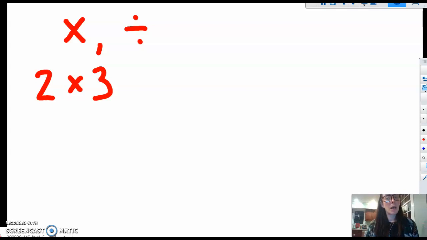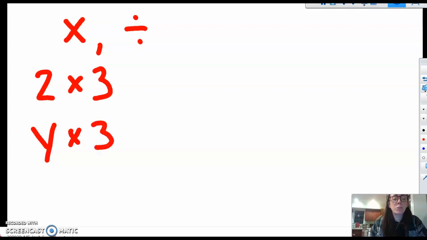Now, if I was going to make that an algebraic expression, all I would do, just like we did yesterday, is replace one of those numbers with a variable. So let's say I replaced the number 2 with y. Okay, so I could do y times 3. Now, when we are showing multiplication in algebra, there's a lot of different ways that I can show it. So y times 3, this is one example right here. That's one way to show multiplication in algebra.